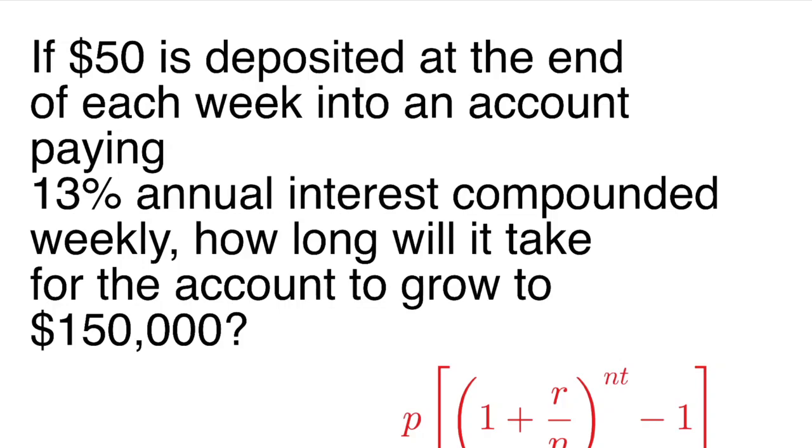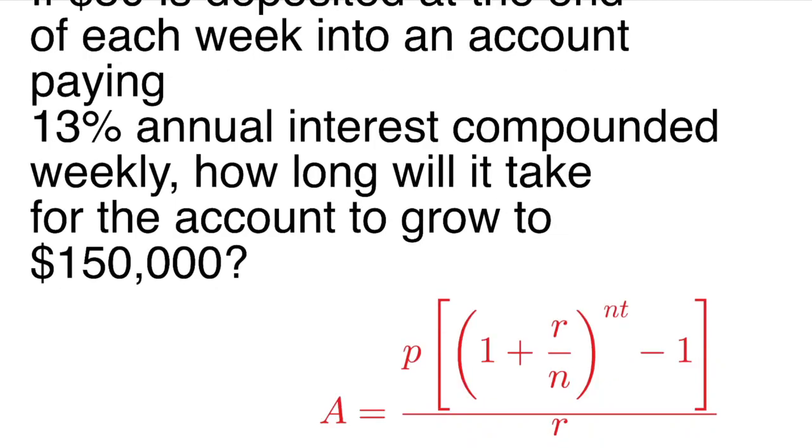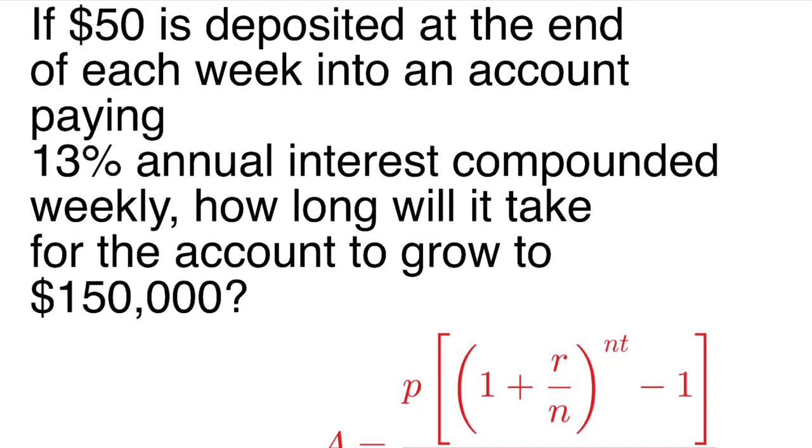Okay, so now we'll look at the case where instead of a lump sum, we're going to make installments. If $50 is deposited at the end of each week into an account paying 13% annual interest compounded weekly, how long will it take for the account to grow to $150,000? So in this case, instead of making a lump sum and waiting for it to grow, we're depositing $50 at the end of each week.